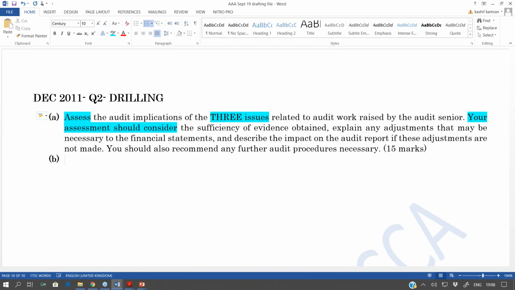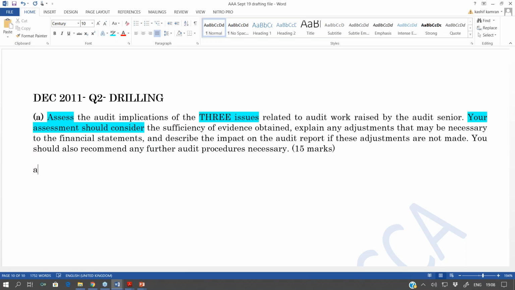So we need to assess what the examiner is saying your assessment should consider. Number one, sufficiency of the evidence obtained. So what's the first thing we need to consider about the three issues? Sufficiency of the evidence obtained.